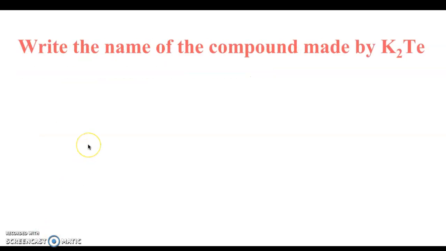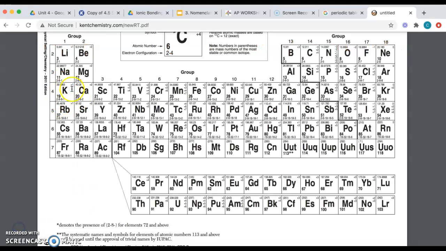Let's try another one. Write the formula for the compound made between potassium and tellurium. When you've crisscrossed your charges, this is the formula you should get. And now we're going to name it. So again, you can go to Table S if you don't remember the names. So K is element 19, Te is element 52.